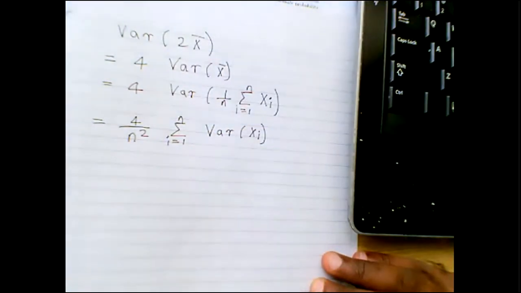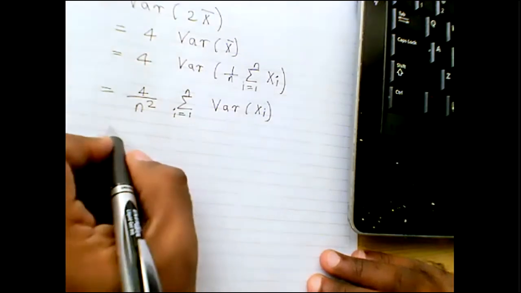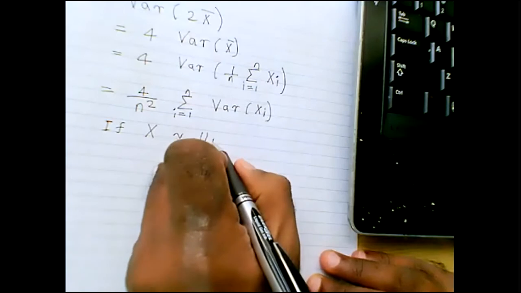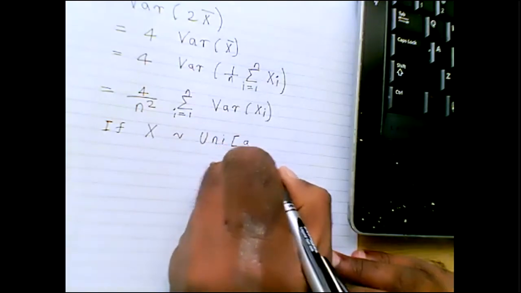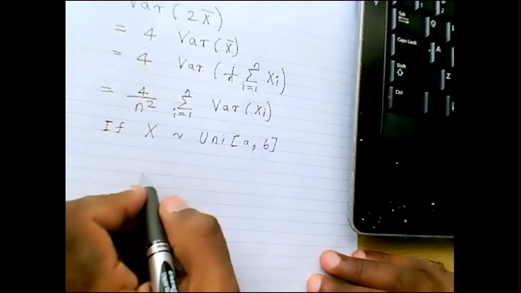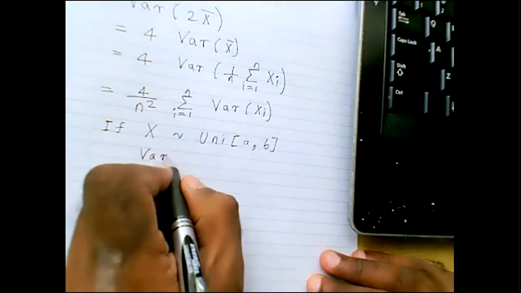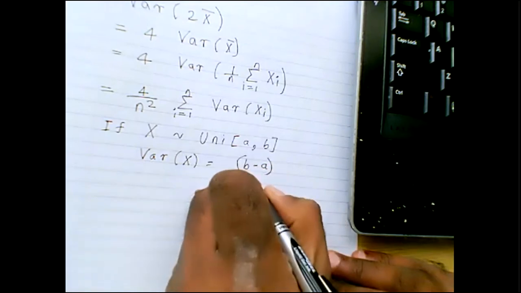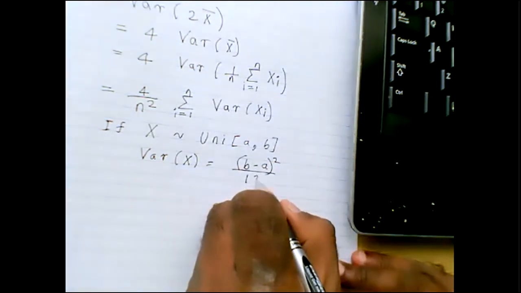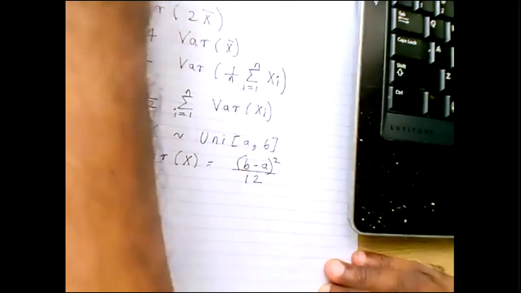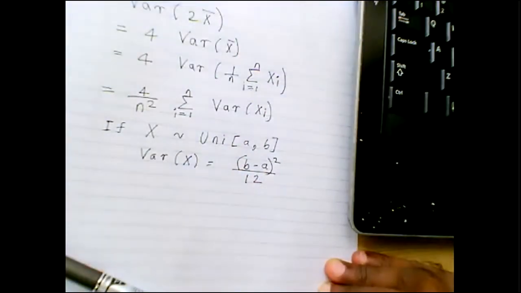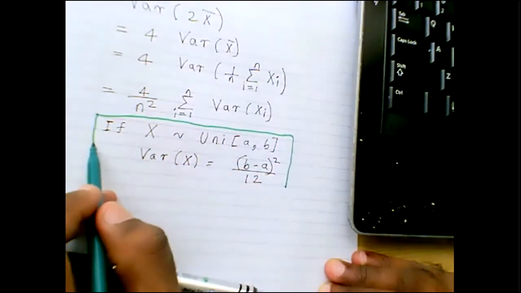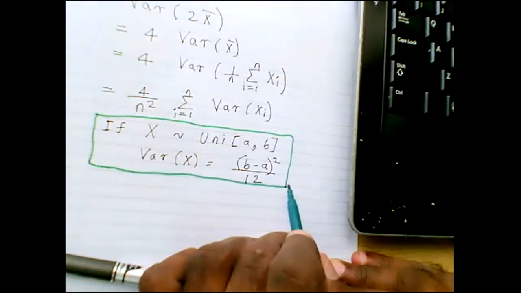Now you should know from probability 1, guys, let me write it down if you don't remember. If you have a variable x that has the uniform distribution on the interval a to b, then the variance of that variable is equal to this. Do you remember this, guys, or no? This is the formula for the variance of a uniform variable, right?